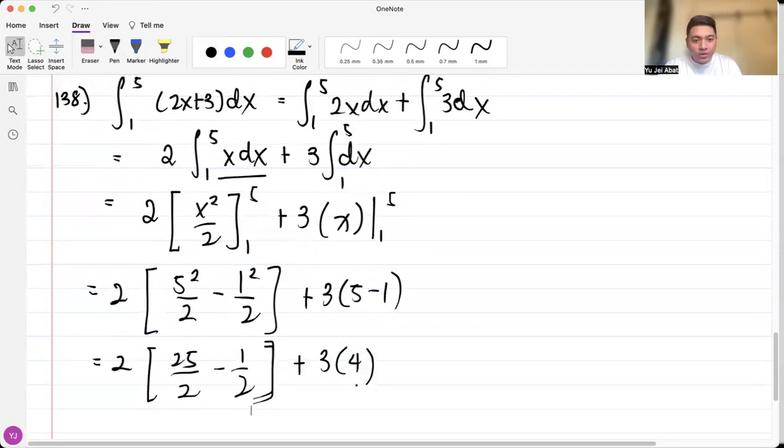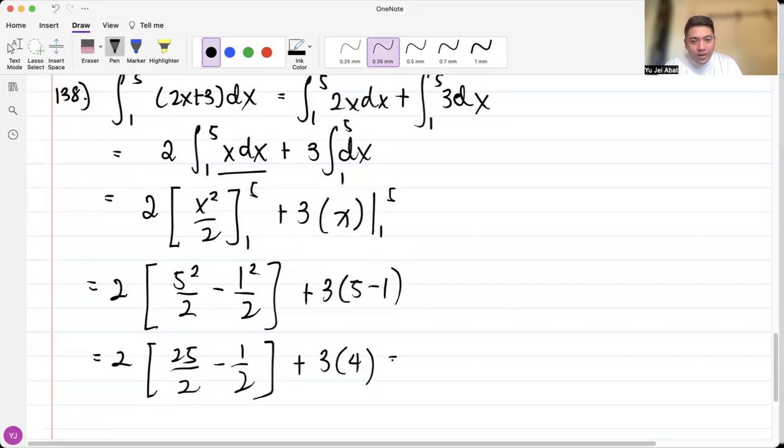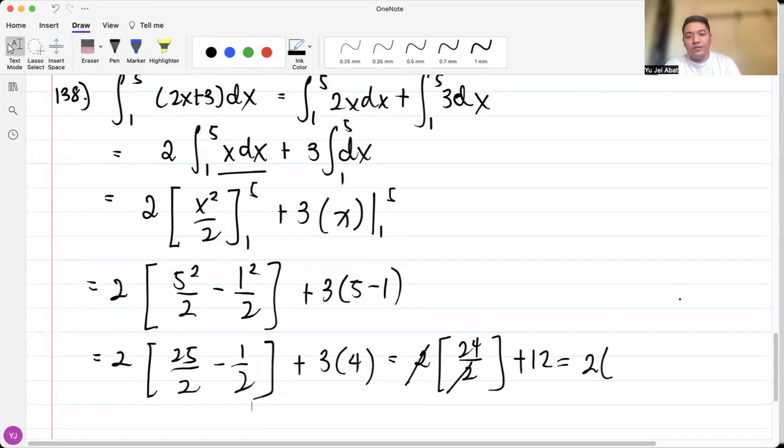Okay, so what are we going to do here? After that would be 25 minus 1 half. 25 minus 1 is 24 all over 2, or simply that is 12. 24 divided by 2 is 12. Plus 12. So we have 24 already plus 12. You have 36 as our answer.